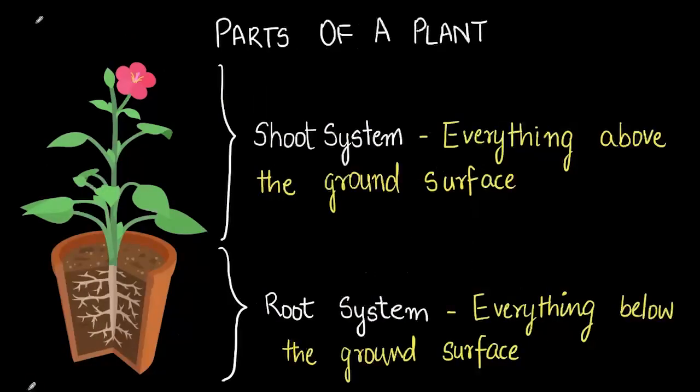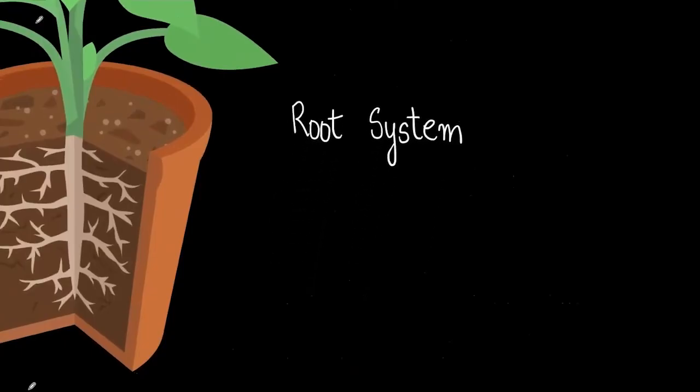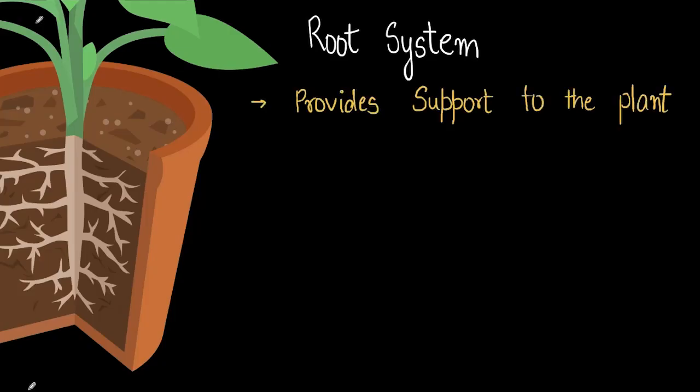So let's remind ourselves. We've gone through the shoot system. We've discussed the stem, the leaves, the flowers, and the fruits. Now let's dive into the root system. So everything below the ground is the root system. Roots provide support to the plant. Without this, the plant cannot stand upright in that particular place.